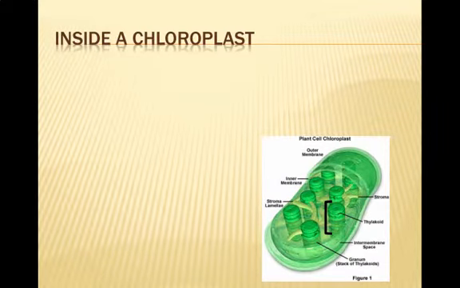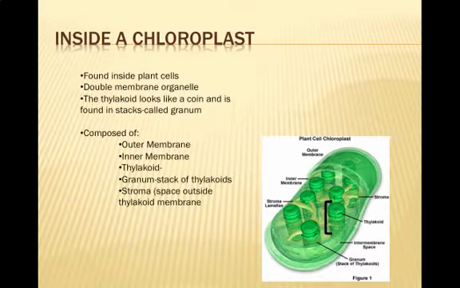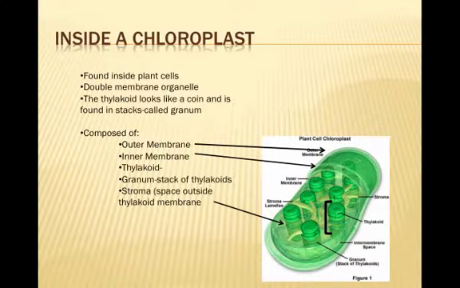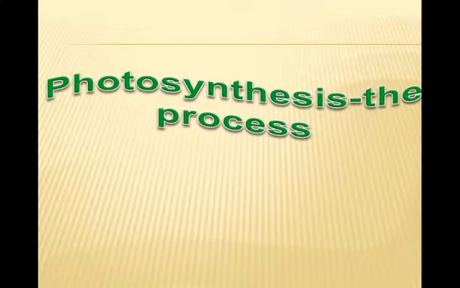So the structure of a chloroplast. These are found inside of plant cells. They are double membraned, meaning they have two folded membranes. And inside of them they have thylakoids and granum. The thylakoid is what looks like a coin. The granum is a stack of those thylakoids. It is composed of an outer membrane, an inner membrane, a thylakoid, the granum, which is a stack of thylakoids, and the stroma.